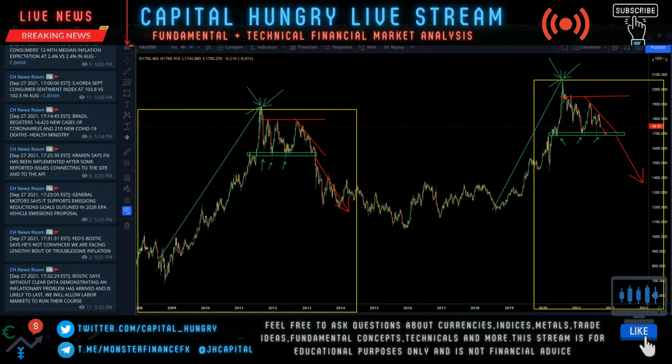So let's dissect this again and label it out as well. And it's the exact same technical as well as fundamental repetition. You go up into this range, you bounce around this demand zone multiple times and fail to break, and then you finally start to break the lows.